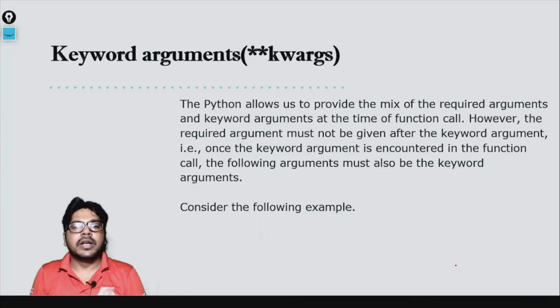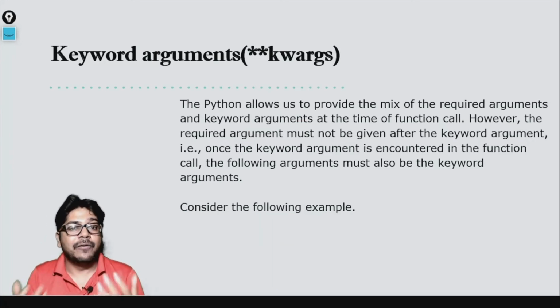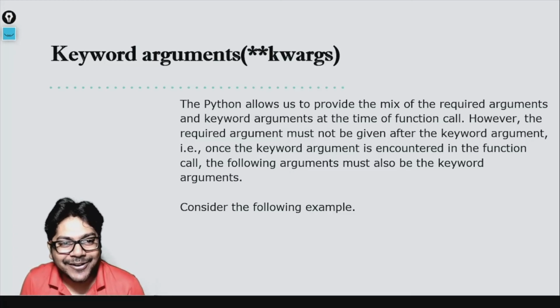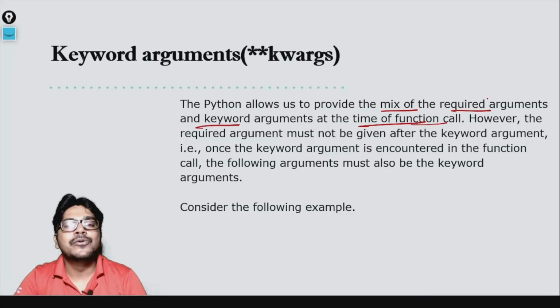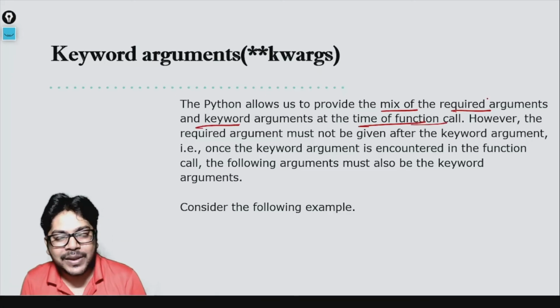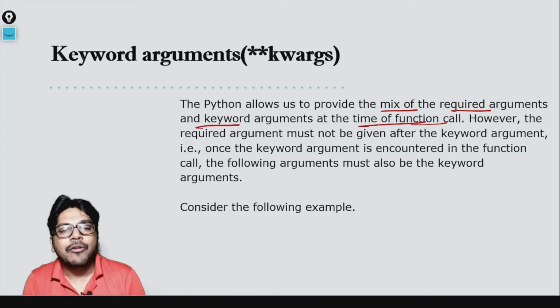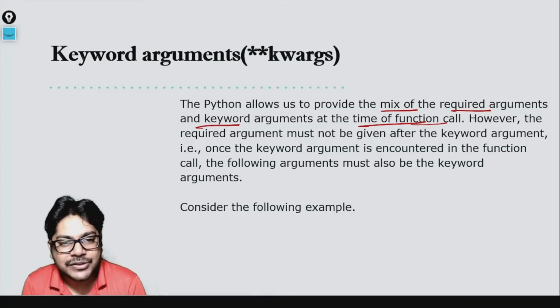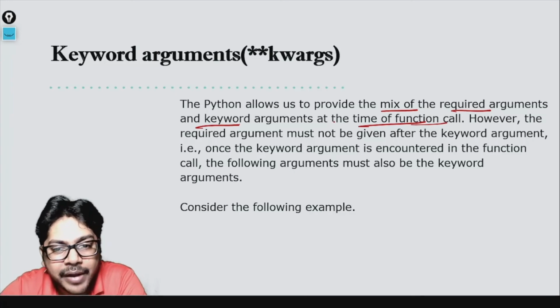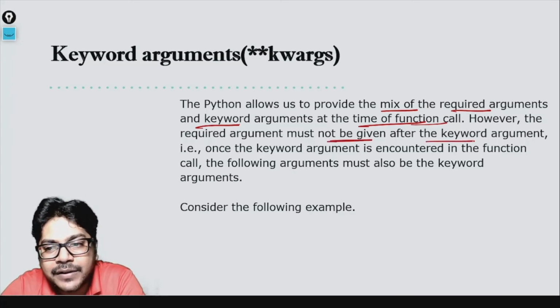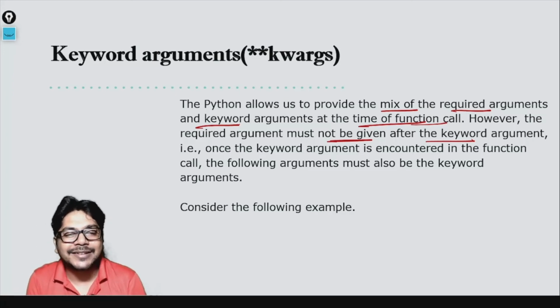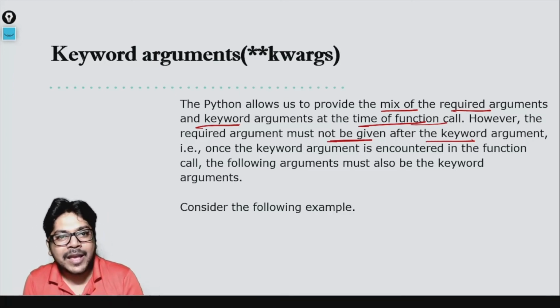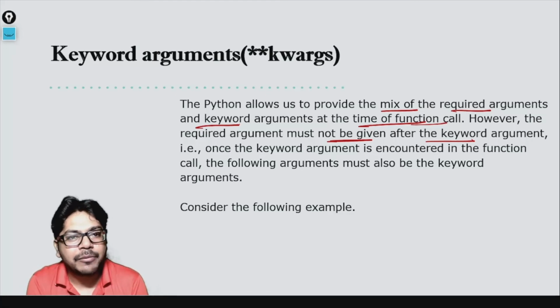Now let's talk about the best of all. Python allows us to mix the required argument and keyword argument at the time of function call. You can mix the required argument with the keyword argument at the time of function call. However, the required argument must not be given after the keyword argument. This is the best of all, but at the same time, this is a very complicated one also.